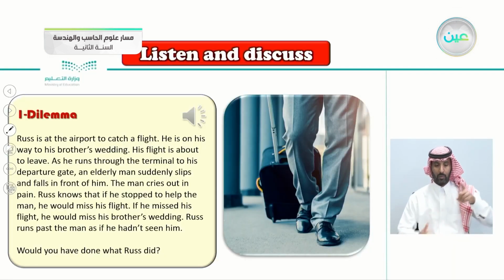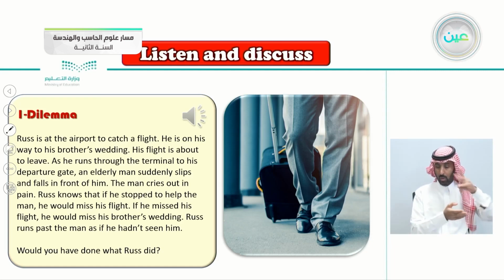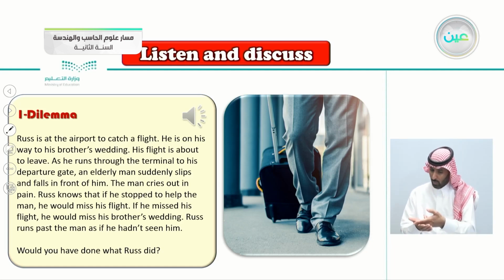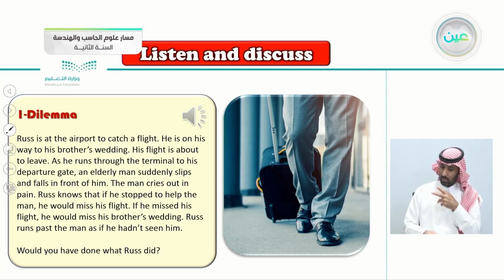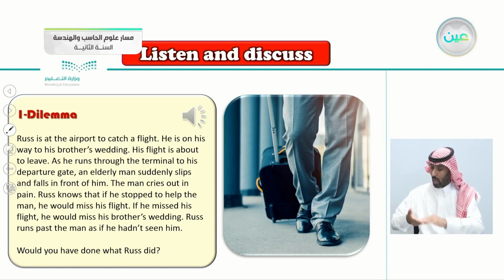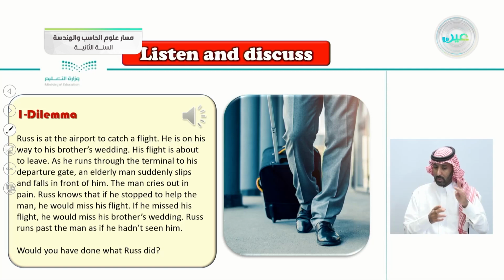Dilemma number 1. Russ is at the airport to catch a flight. He is on his way to his brother's wedding. His flight is about to leave. As he runs through the terminal to his departure gate, an elderly man suddenly slips and falls in front of him. The man cries out in pain. Russ knows that if he stopped to help the man, he would miss his flight. If he missed his flight, he would miss his brother's wedding. Russ runs past the man as if he hadn't seen him. Would you have done what Russ did?